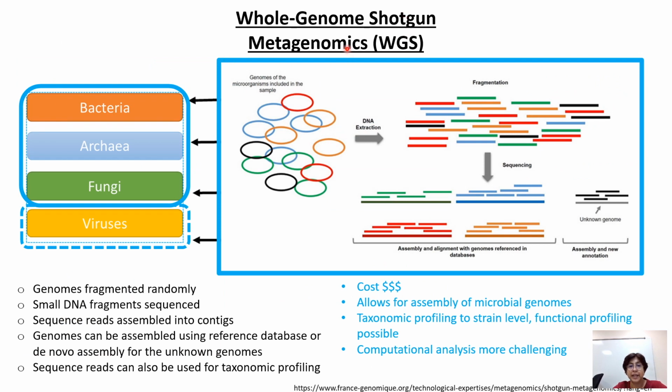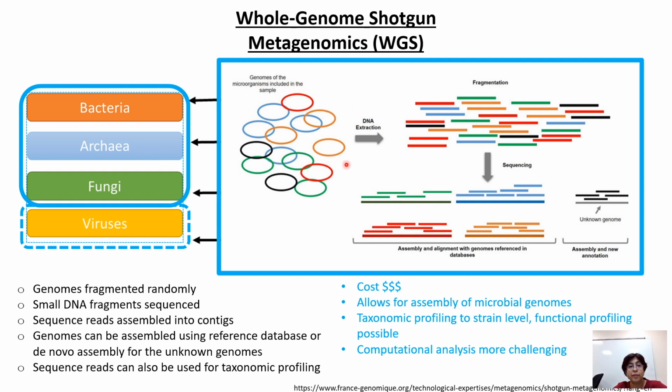Whole genome shotgun metagenomics is expensive and allows for assembly of microbial genomes. This technique allows for taxonomic profiling to strain level, which is an advantage. The disadvantage is that the data analysis is more challenging. Now, how does this work?